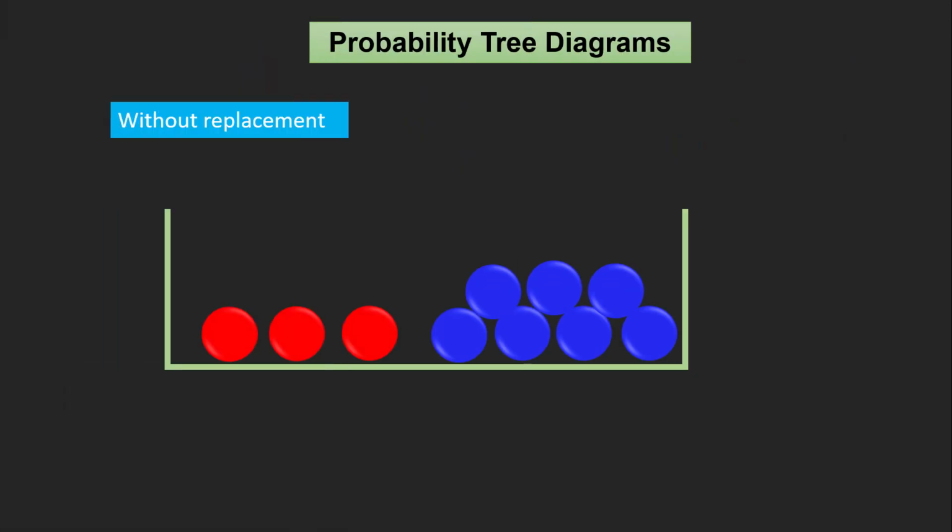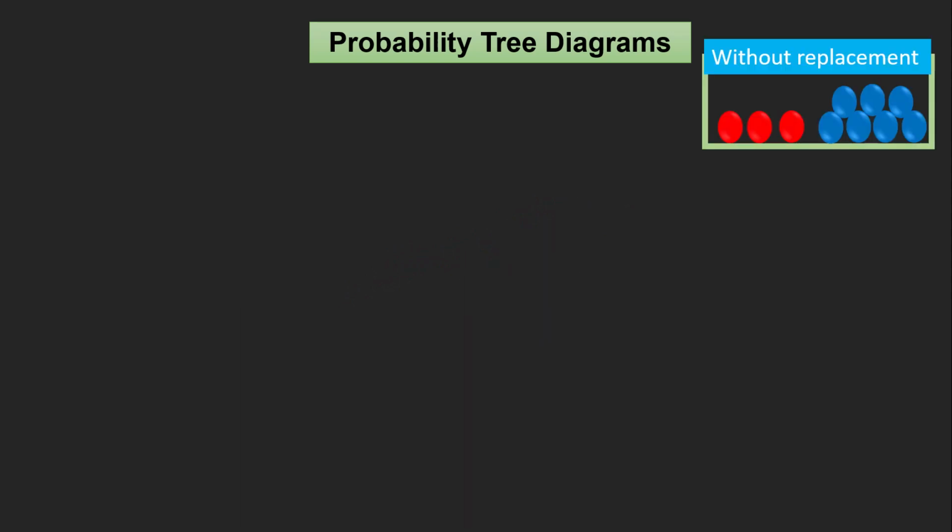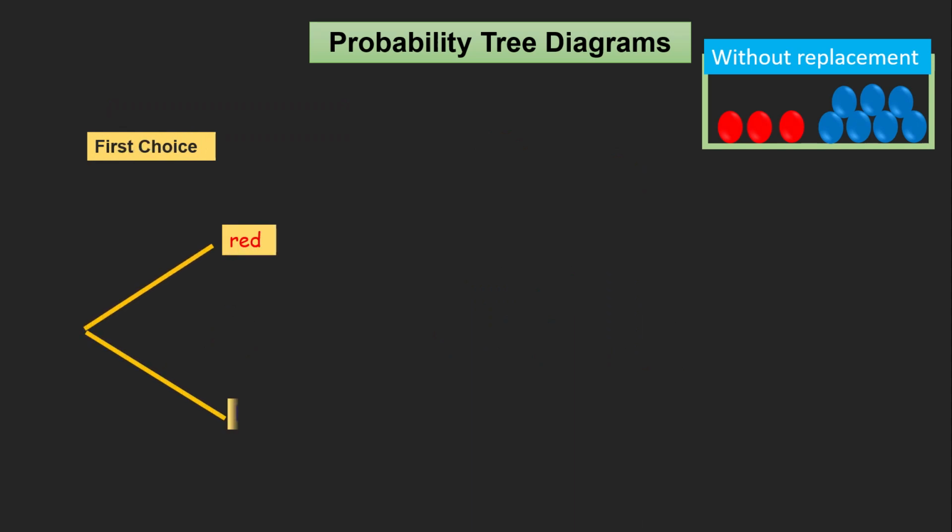Now let me explain the second case, without replacement. We again pick one ball randomly and without putting this back, we are going to pick another one from the box. This is called without replacement. How do we draw a tree diagram for this? Let me consider first one. What are the outcomes? Red and blue. Probabilities 3 over 10 and 7 over 10.